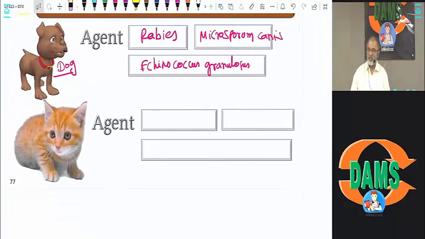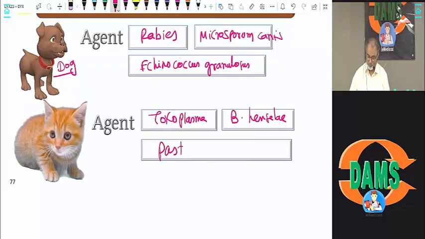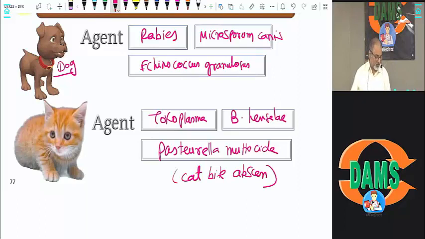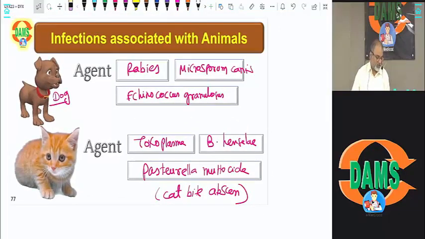Cat. Toxoplasma. Cat scratch disease, Bartonella henselae. Cat bite abscess, Pasteurella multocida. Infections associated with animals, very important.